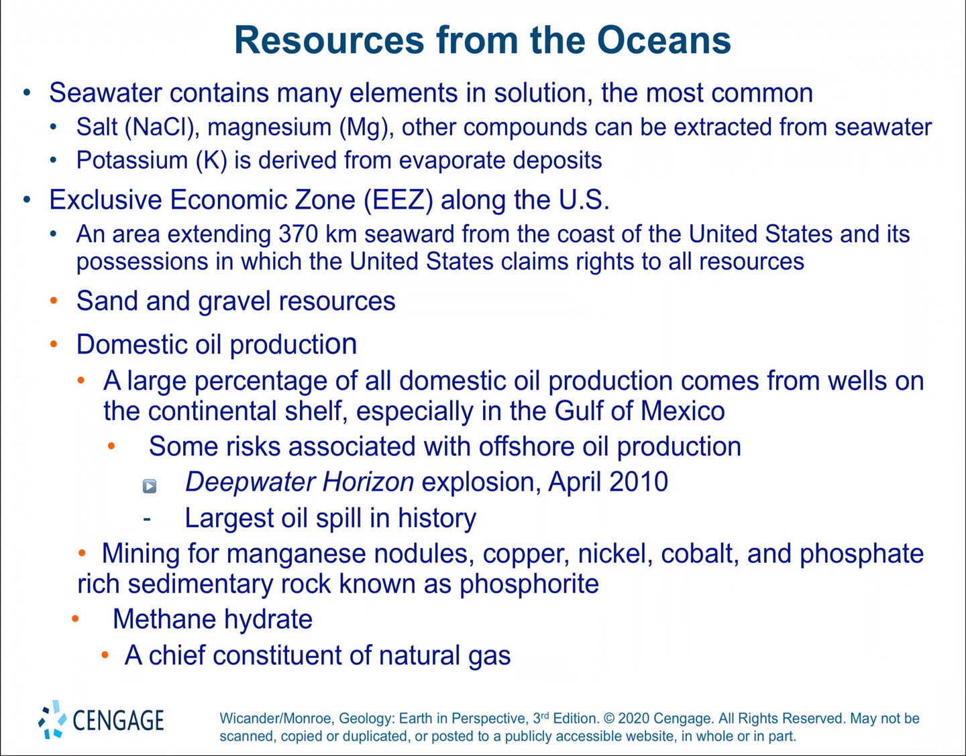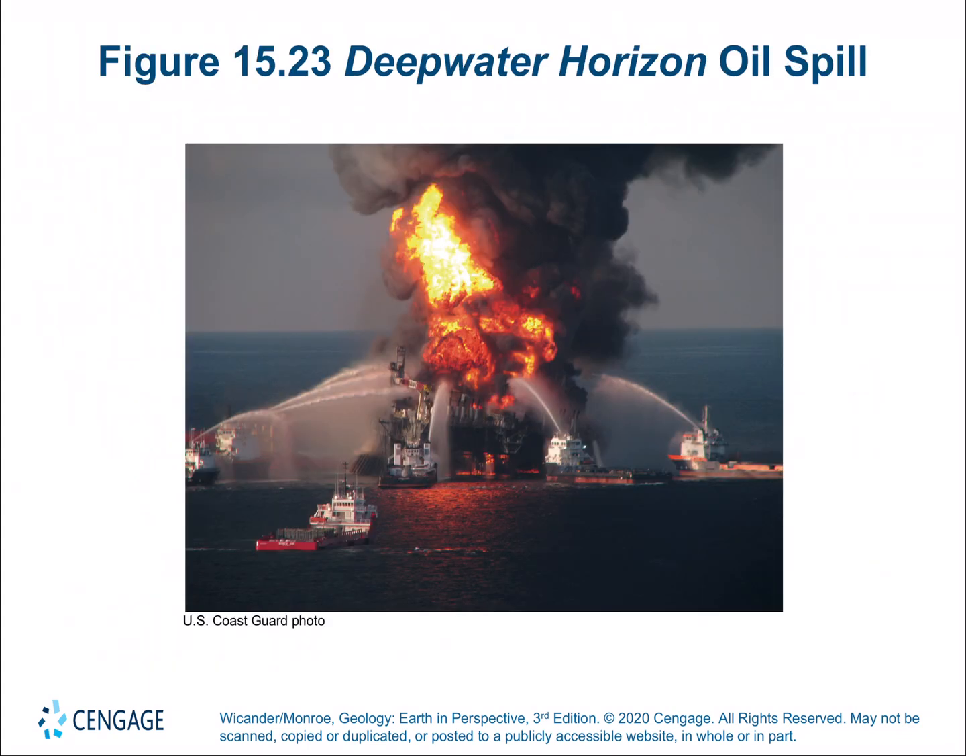We have sand and gravel resources. We have our domestic oil production. We do have some risk associated with our domestic oil production. One of those risks happened when we had that Deepwater Horizon explosion back in April of 2010. It was one of the largest spills in history. We do see some mining for manganese nodules. We see our methane hydrate, which is a chief constituent of our natural gas, being found in this EEZ. This picture shows what happened in the explosion of that Deepwater Horizon rig.